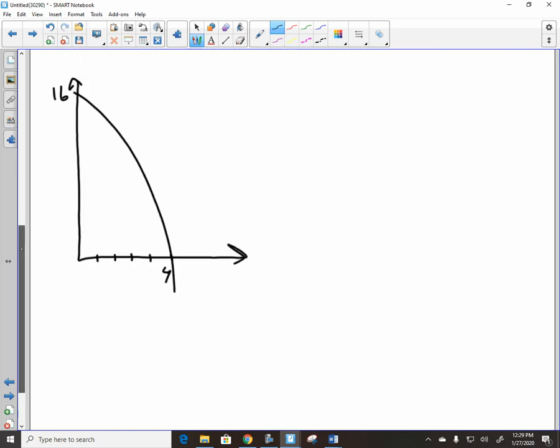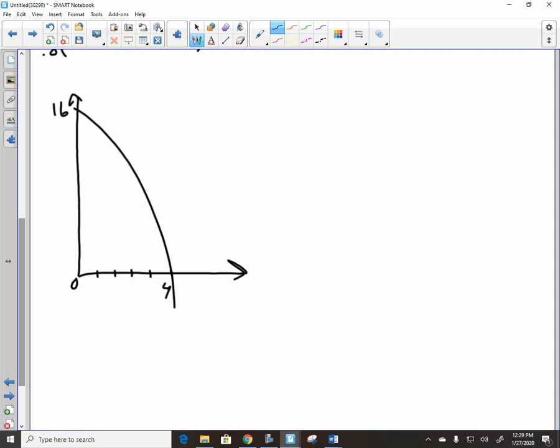So notice how I'm going to draw this out. I start at 0. I go over 0.8 to get to 0.8. If I go over 0.8 more, I get to 1.6. Then 2.4. Then 3.2.